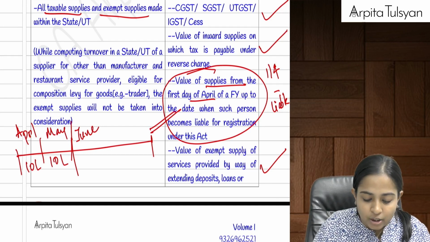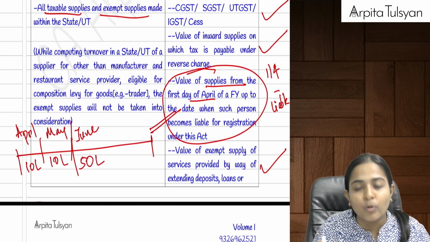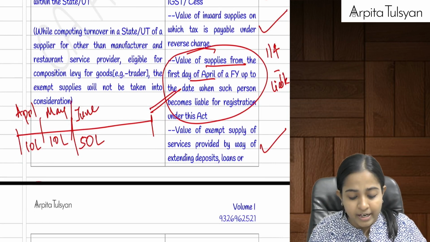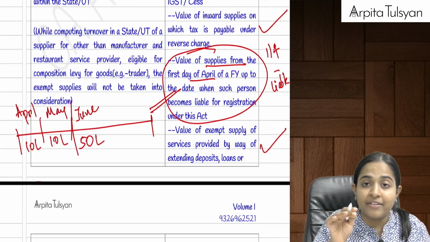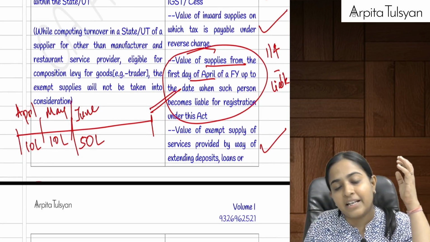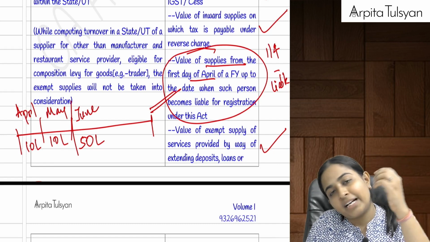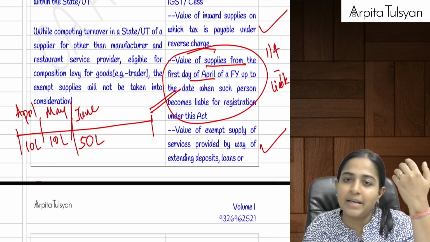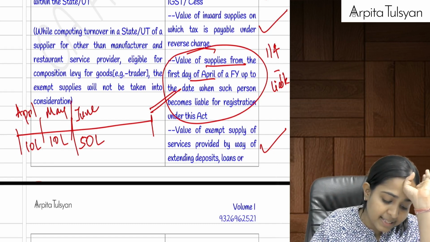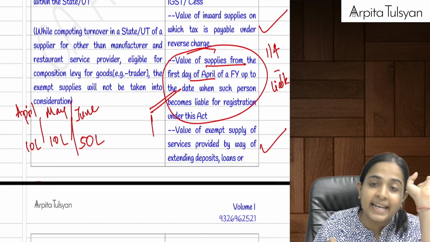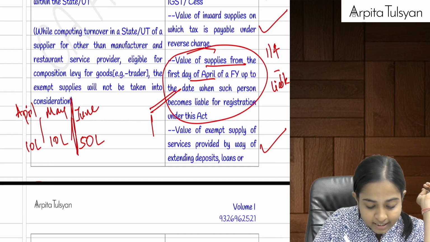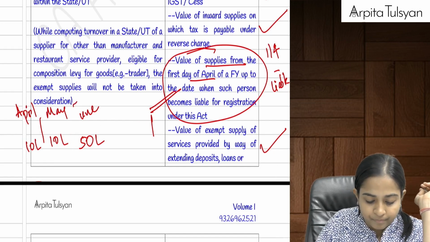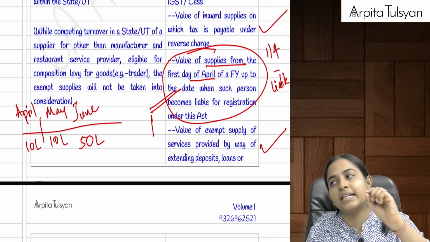Let's say my turnover in the month of June is 50 lakh rupees. Just try to understand, everyone. My aggregate turnover of the preceding financial year was 0. So in the current year, am I eligible for composition scheme? Answer is yes. I got incorporated in April, and I got registered under GST in June.